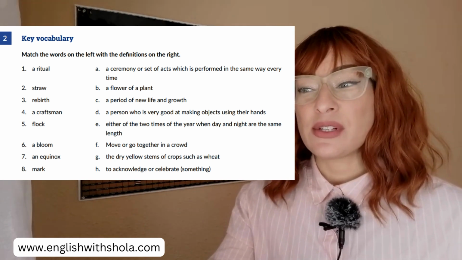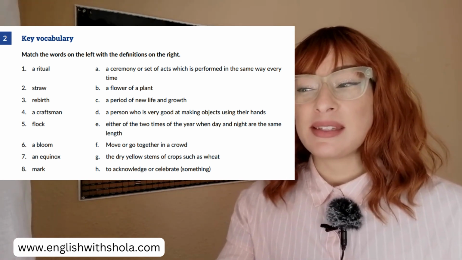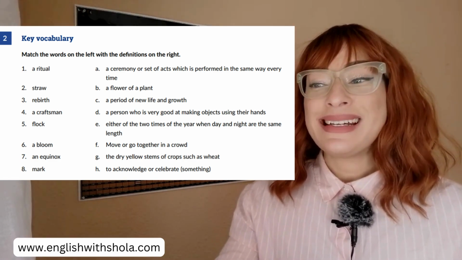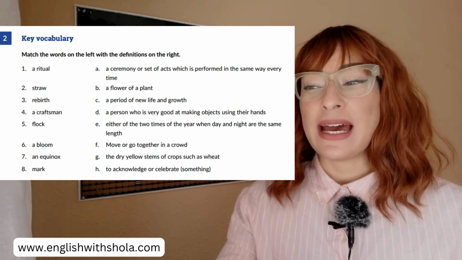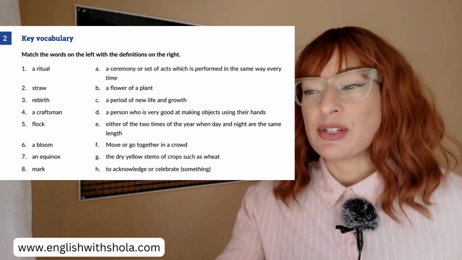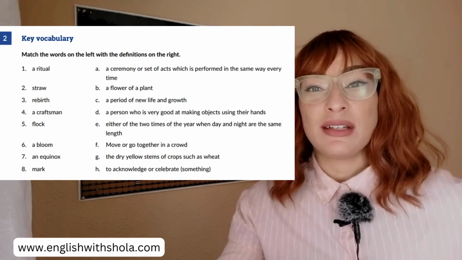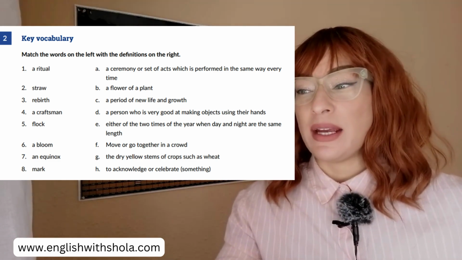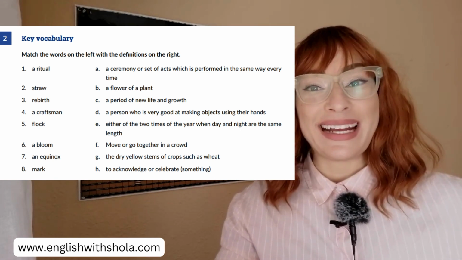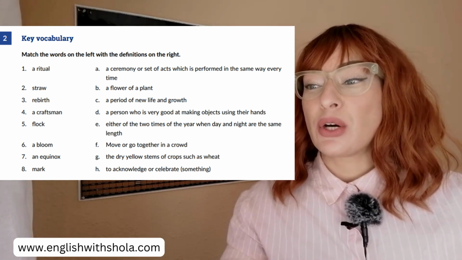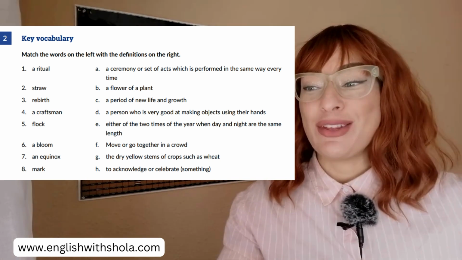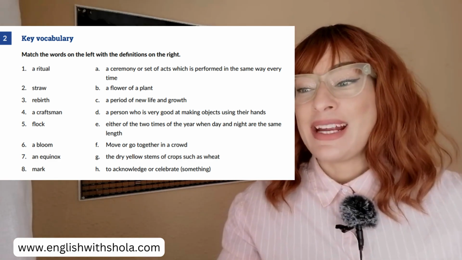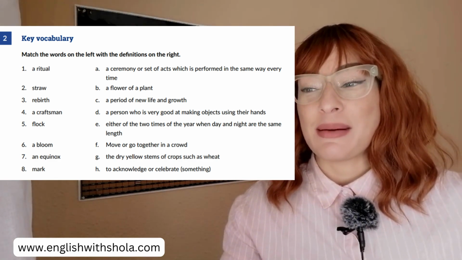A, a ceremony or set of acts which is performed in the same way every time. B, a flower of a plant. C, a period of new life and growth. D, a person who is very good at making objects using their hands. E, either of the 2 times of the year when day and night are the same length. F, move or go together in a crowd. G, the dry yellow stems of crops such as wheat. H, to acknowledge or celebrate something.